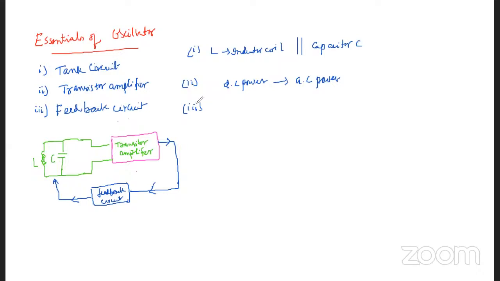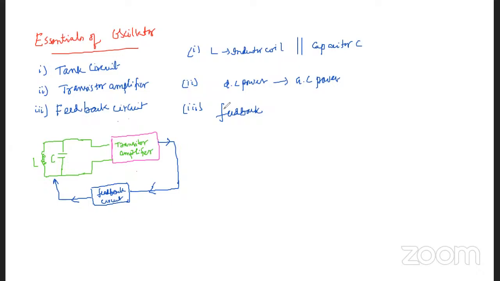What is feedback? If some part of the output is taken into the input, then we call it feedback. Generally, in the case of oscillators, we use positive feedback. You might already know that there are two types of feedback: positive feedback as well as negative feedback. Generally, the feedback which we use in oscillators is positive feedback.